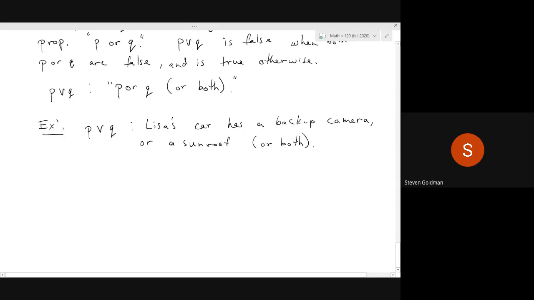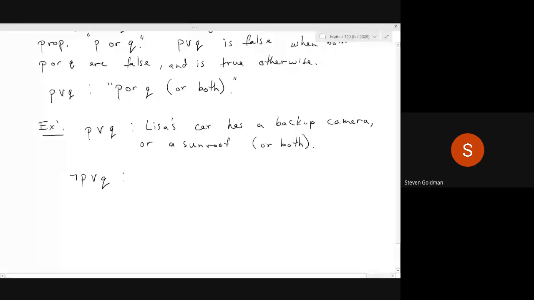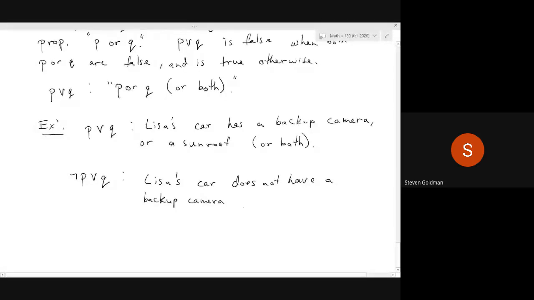And again, if you want, you can throw in negations into here. For example, I could write the sentence not P or Q, where the not is only on the P there. This would be the sentence Lisa's car does not have a backup camera, or it has a sunroof, or both. Okay, so Lisa's car does not have a backup camera, or it has a sunroof.